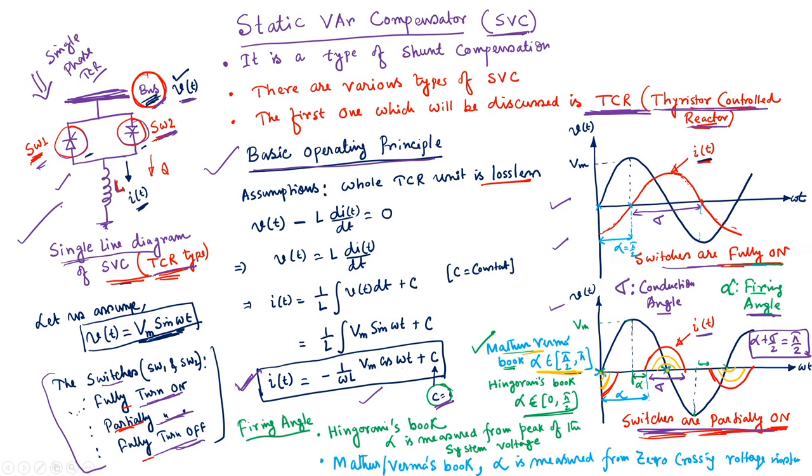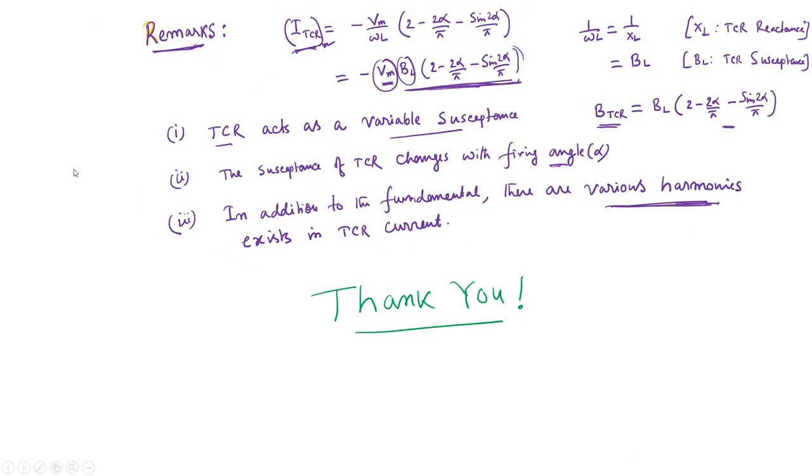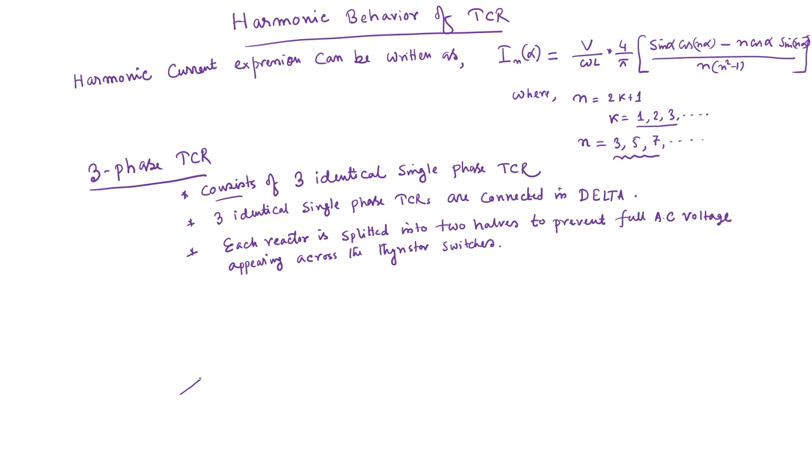And unlike the single-phase TCR, this single line diagram which I have shown over here, the three-phase TCR splits this reactor into two halves and keeps them on both sides of this bidirectional switch. It is something like that. Let me draw this, it will be understood then. So, one single-phase TCR looks like this. This is a bidirectional switch. This is one half of the reactor. This is another half of the reactor. So, if this reactor reactance is X by 2, or if its inductance is, let us say, L by 2, then this will also be L by 2, so that overall the inductance of this reactor is L.